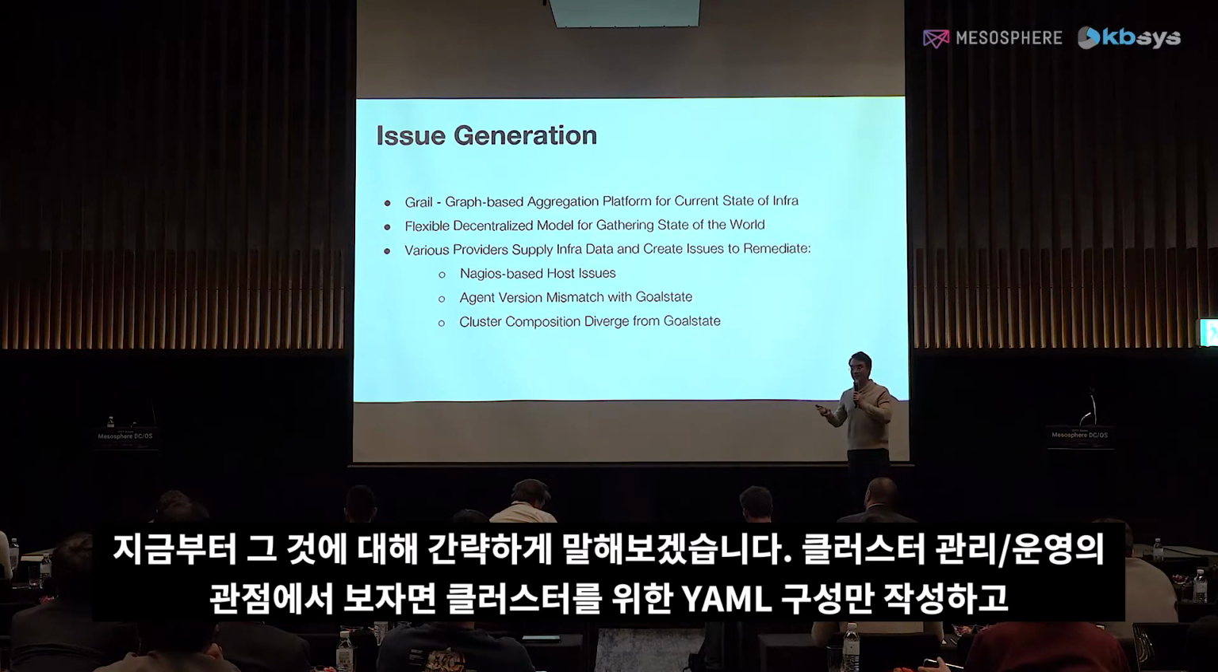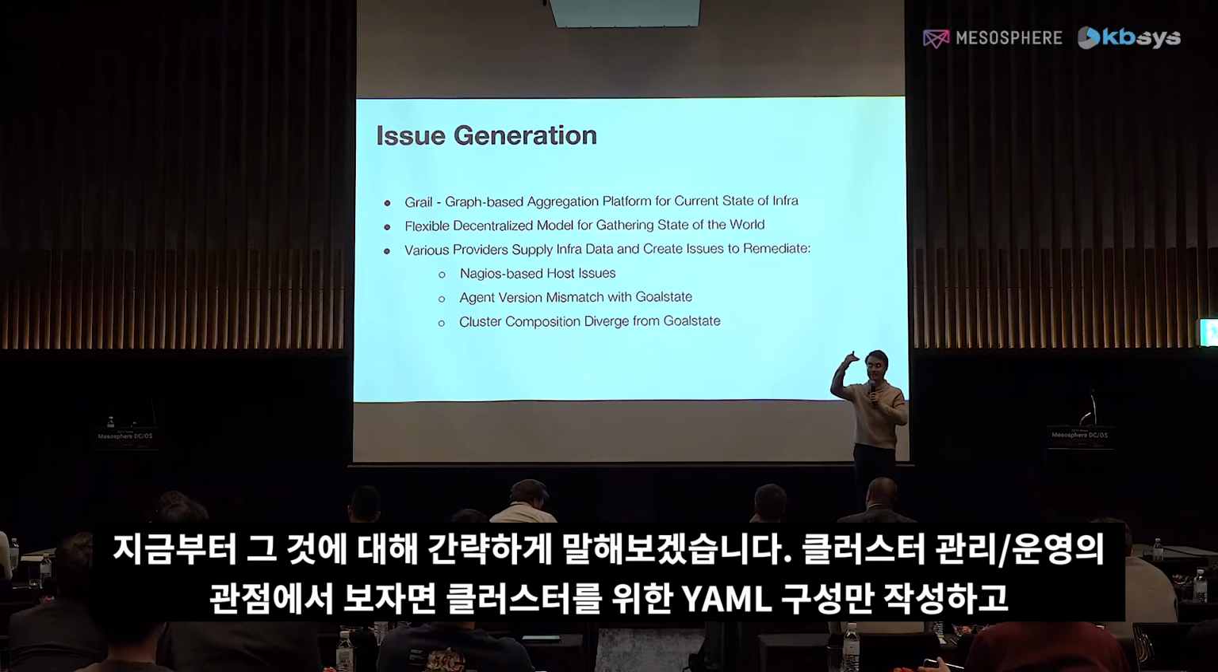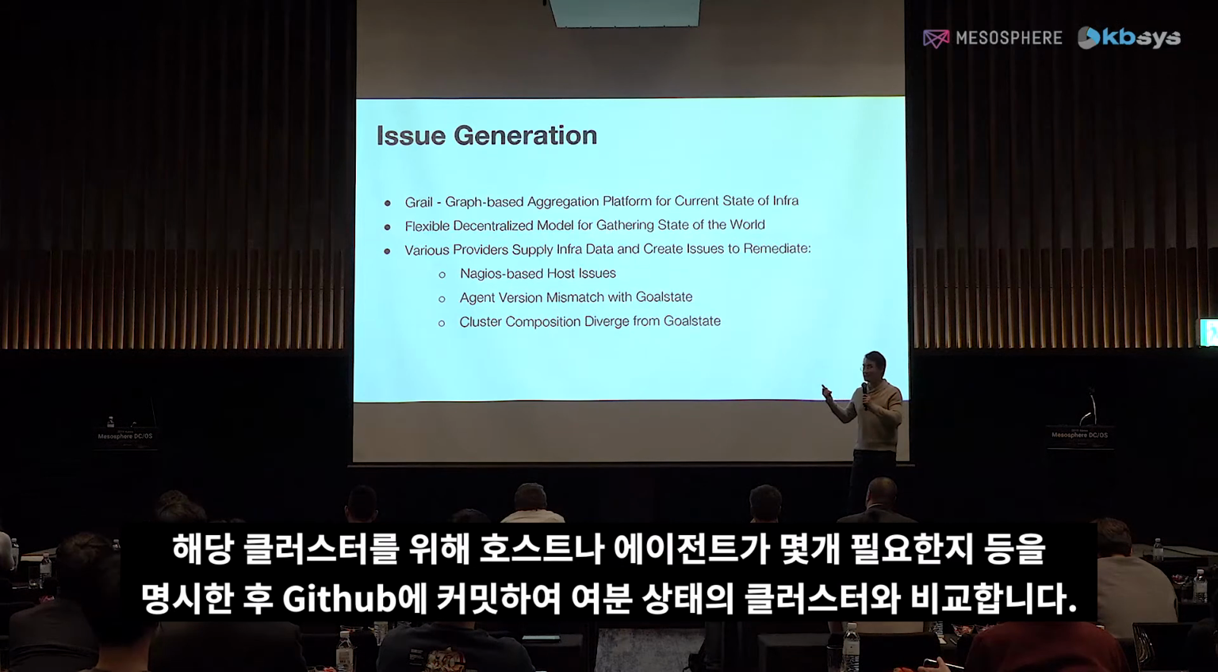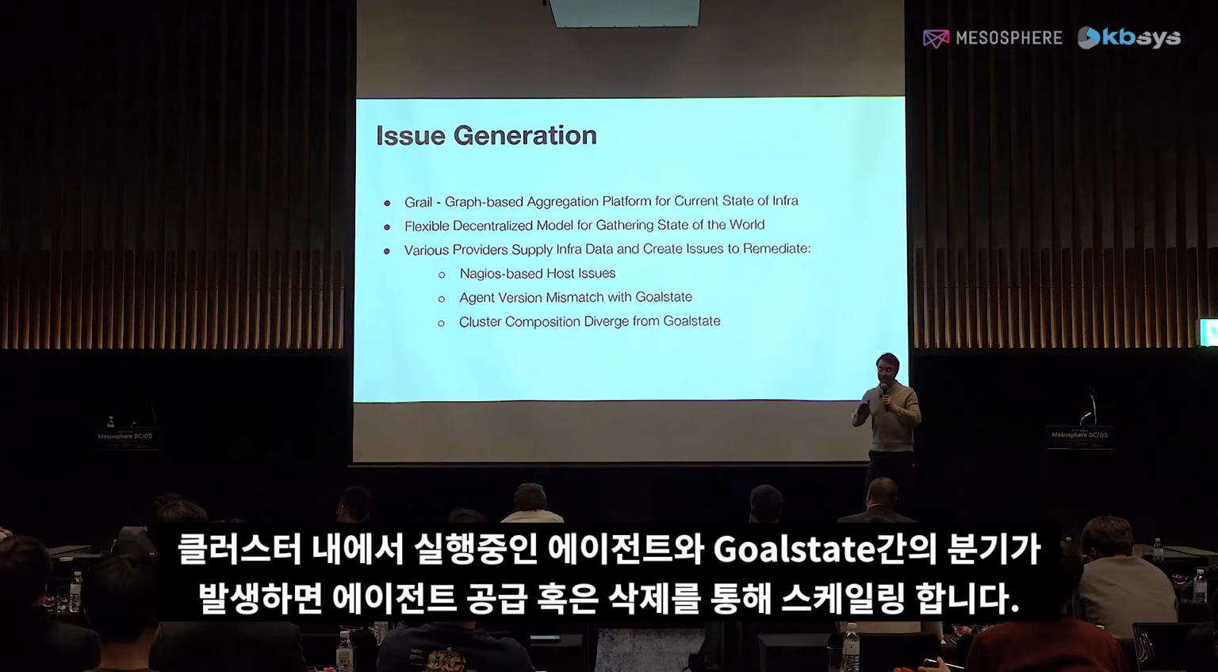What that means is, for example, from a cluster maintainer or operator perspective, what you essentially need to do is just write a YAML config for your cluster. Here you specify how many hosts or agents you need for this cluster. Once this configuration gets committed into GitHub, CLM will interpret that cluster config and compare it with the actual state of the cluster. If there's any divergence between the actual agents running in the cluster versus the declared Go state, it will try to either scale down or scale up the cluster by provisioning more agents or decommissioning existing agents.